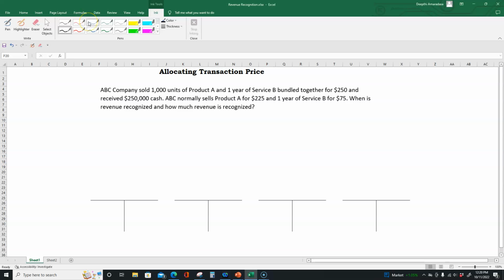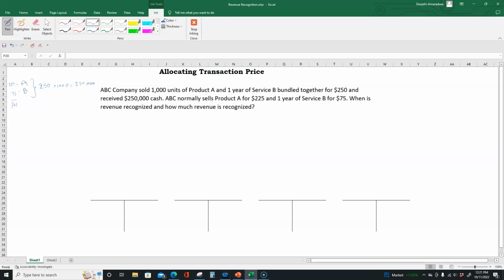So let's take a look at what ABC is selling. They said ABC had a product A and a service B, and they're bundling it together and selling it for $250 each. They sold 1,000 units of this product. That's how they received the $250,000. Next, A and B is sold separately by the company, and A is sold separately for $225 and B is sold separately for $75. So if you add that together, the separate price of A and B is more expensive than the bundled product.